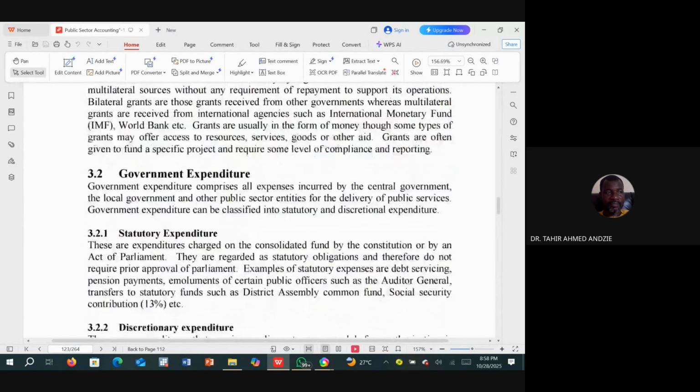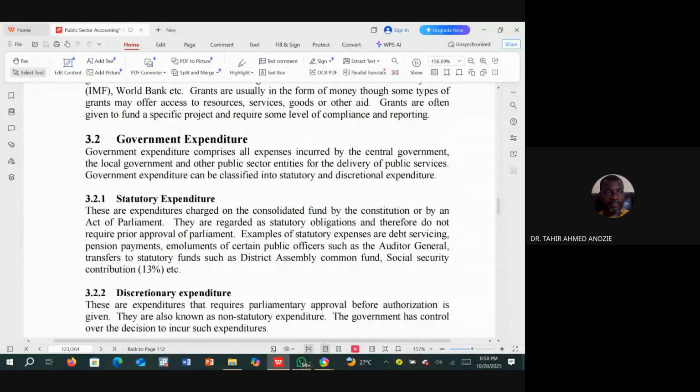Right now, government expenditure. The items of government expenditure. Government expenditure comprises all expenses incurred by the central government. So we are talking of central government expenditure or expenditure charged to the consolidated fund. Government expenditure comprises all expenses incurred by central government, local governments, and other public sector entities for the delivery of public services. So government expenditure can be classified into statutory and discretionary.